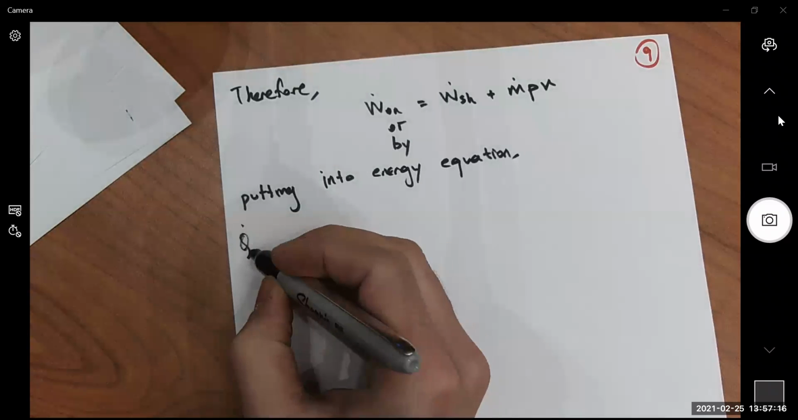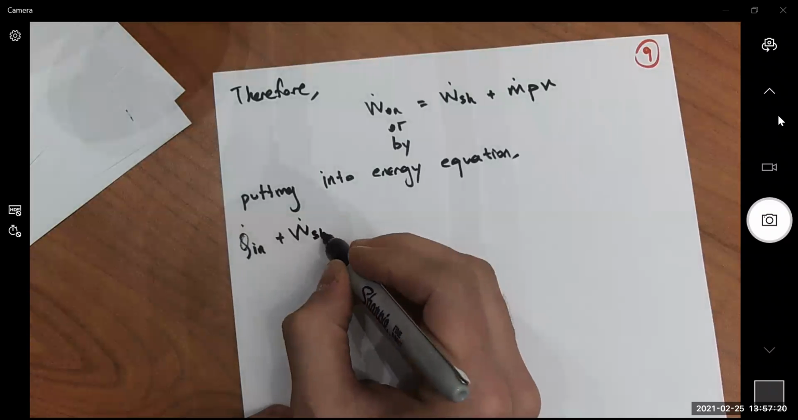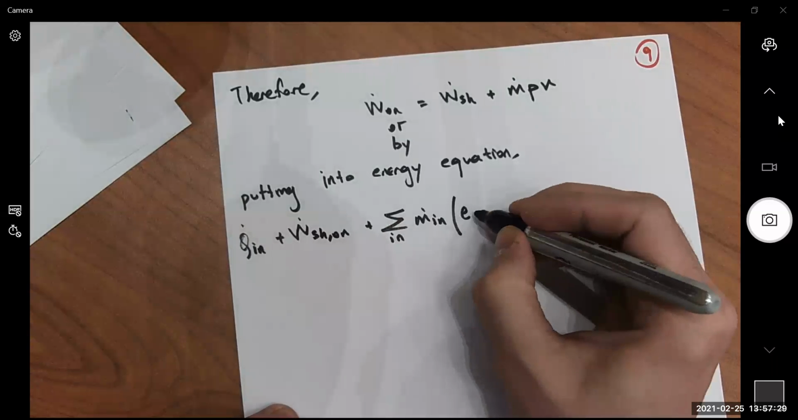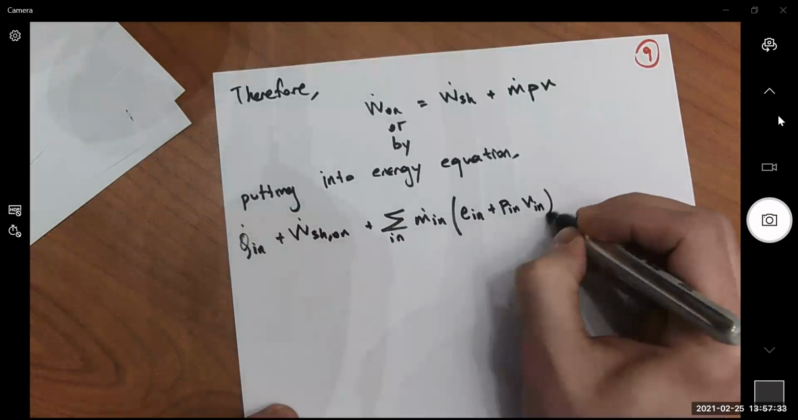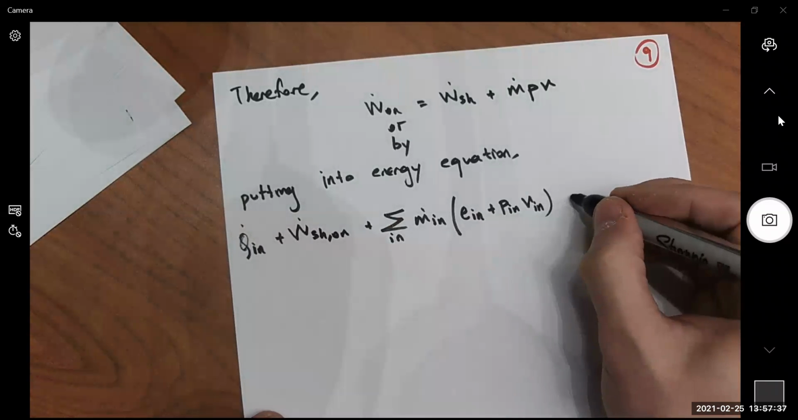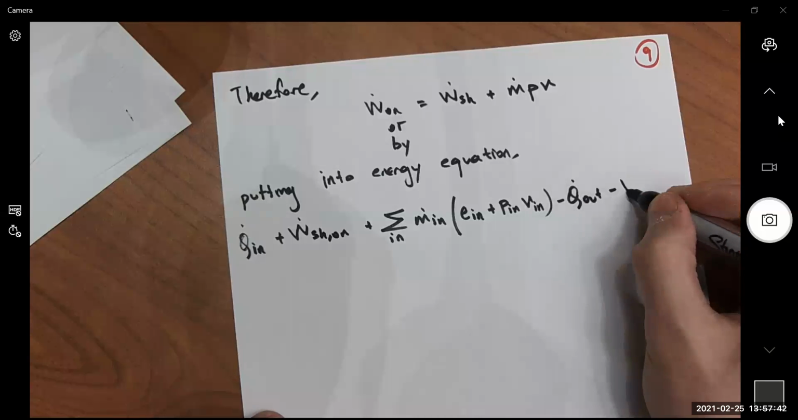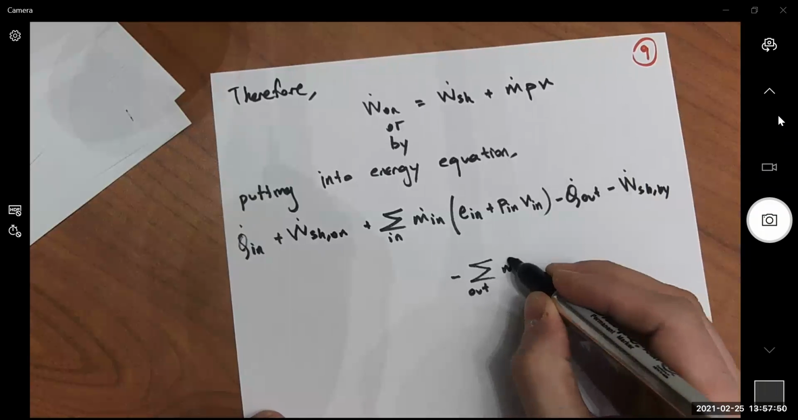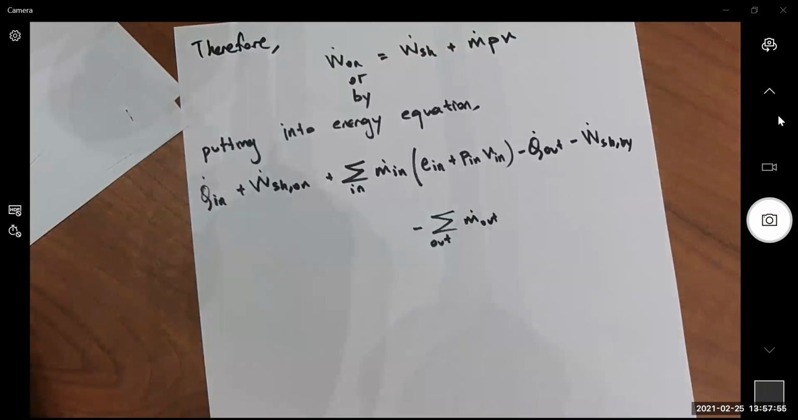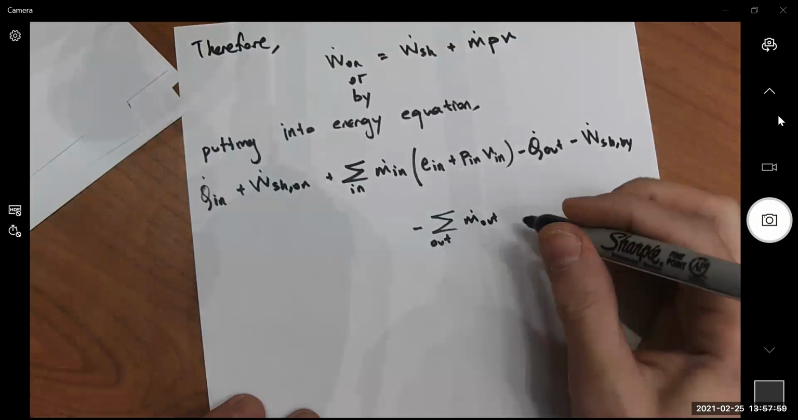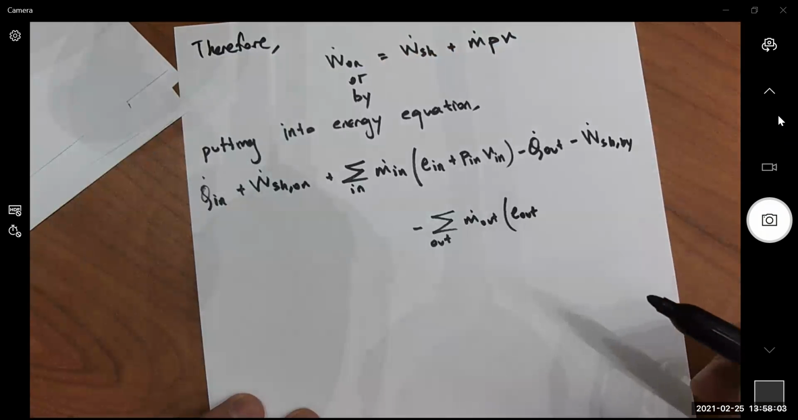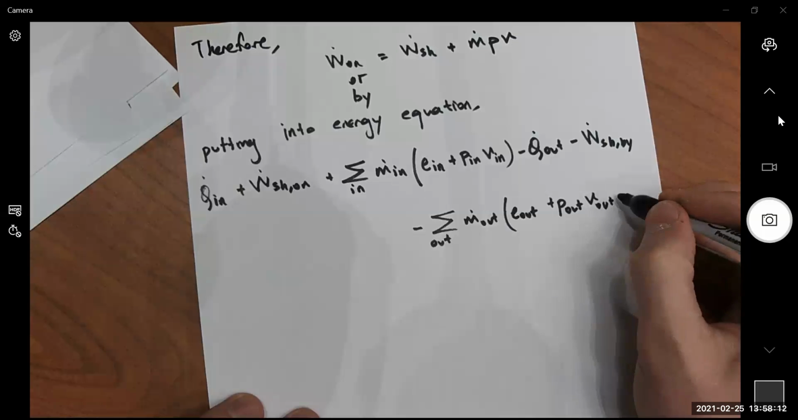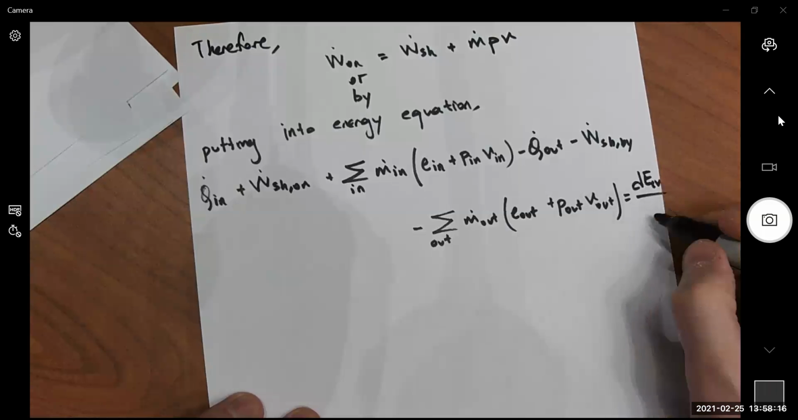So Q in plus work shaft on plus summation of mass flow rate times (E in plus pressure in times V in), minus Q out minus work shaft by minus summation of mass flow rate at the outlet, I called it exit before, out, times (specific energy at the outlet plus pressure at the outlet times specific volume at the outlet), equal to energy accumulation inside the control volume.